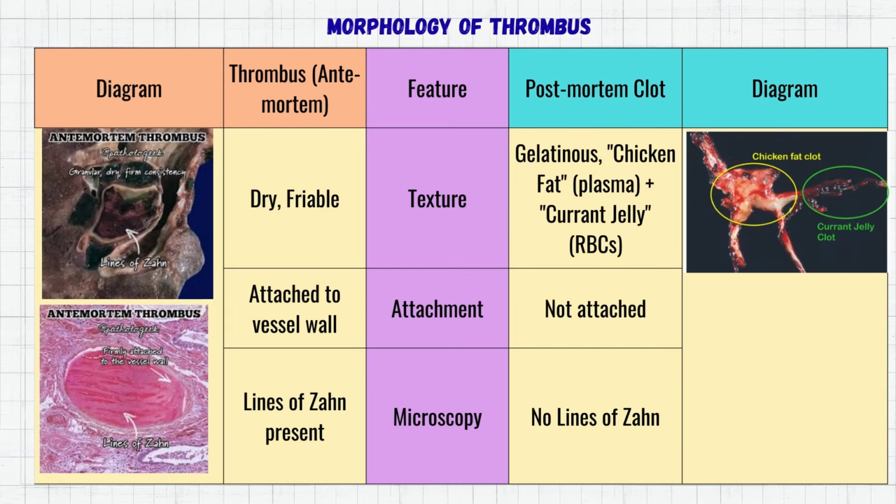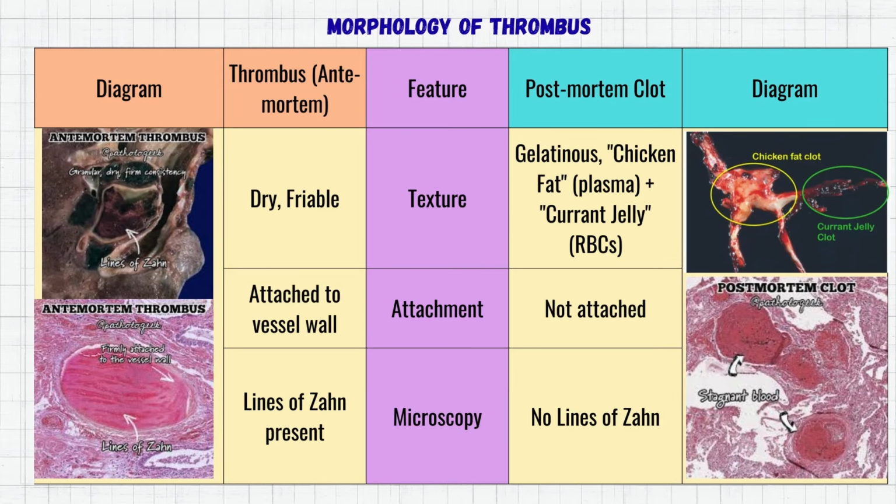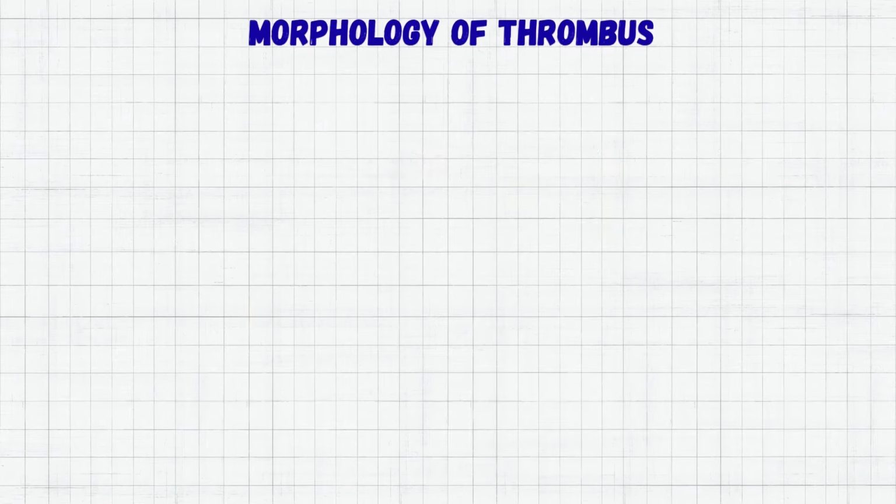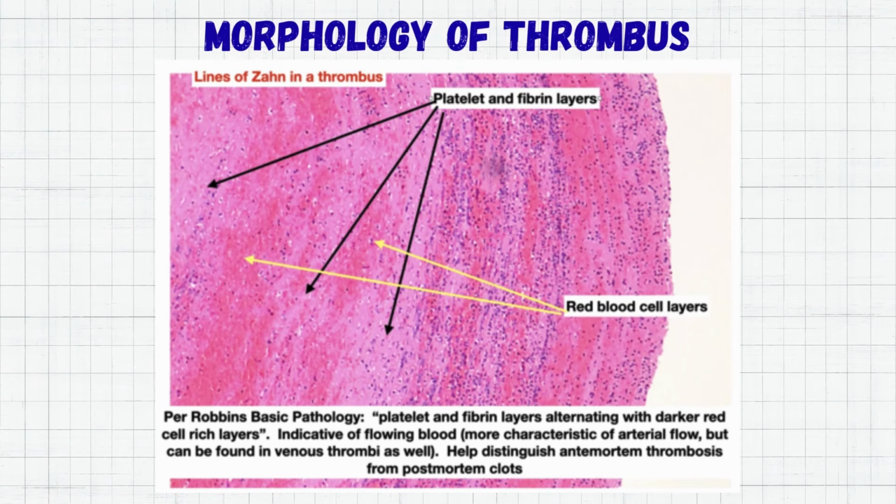The lines of Zahn are present in thrombus, whereas they are absent in post-mortem clot. Lines of Zahn are alternating pale layers of platelets or fibrin and darker layers of RBCs. They prove that blood was flowing when the clot formed. Hence, they are present in pre-mortem clot or thrombus.